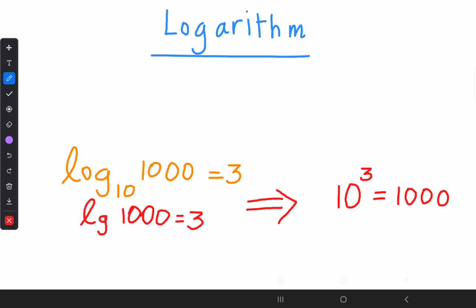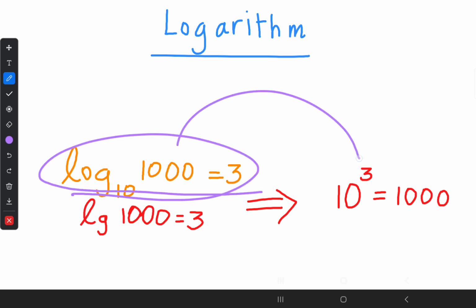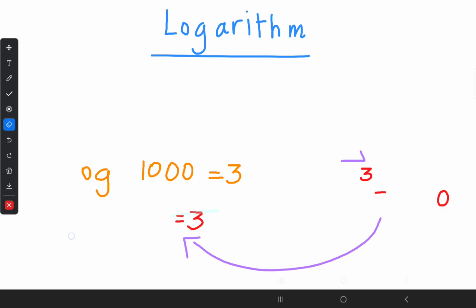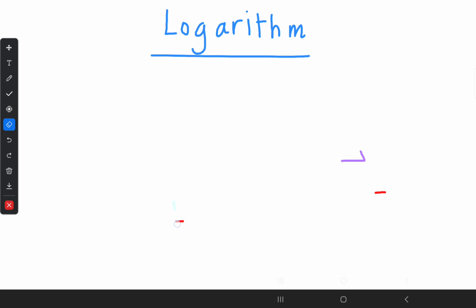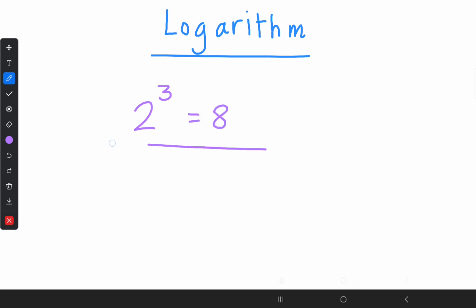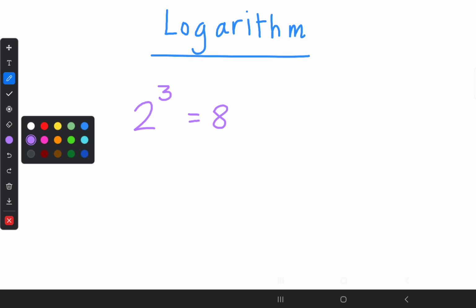I already told you there is a relationship between index and logarithmics. Logarithmic notation can be converted to index notation. Similarly, from index notation we can also convert to logarithmic notation. That's what we are going to do here. When I give you an index, something like 2 to the power of 3 equals 8, my question is: here there is an index notation, and you should convert it to logarithmic notation. How can we do that?